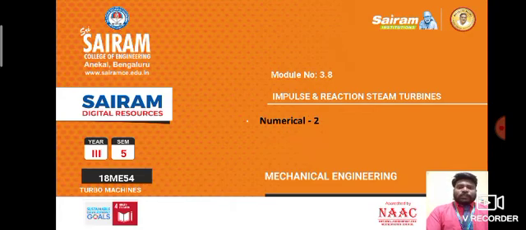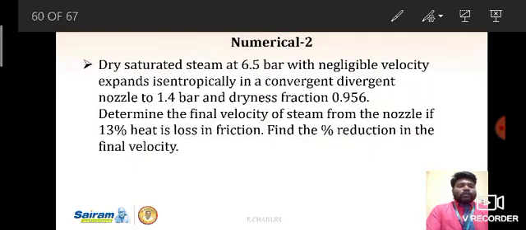both combined, and then how to draw the velocity triangles and combined velocity triangles, and along with that, work done, efficiency and blade efficiency, and then maximum blade efficiency. So all these things we have seen in this module, and now we have come to an end. By solving these problems, we'll understand even better. So we'll move on to the problem.